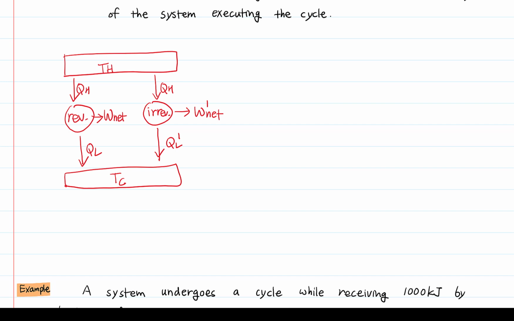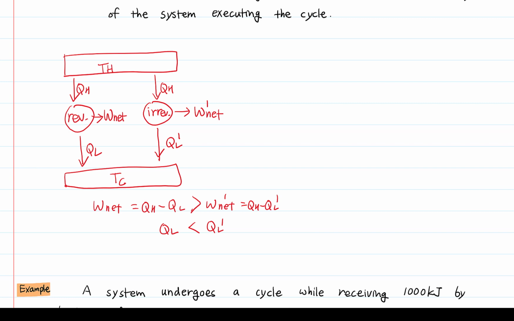The work produced by the reversible cycle is QH minus QL. And the work produced by the irreversible cycle is QH minus QL prime. The work produced by the reversible cycle is greater than the work produced by the irreversible cycle. So we can say that QL is smaller than QL prime. This is based on Carnot corollaries.